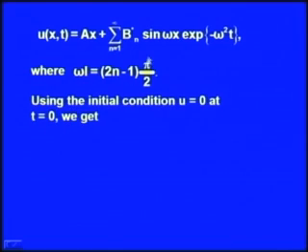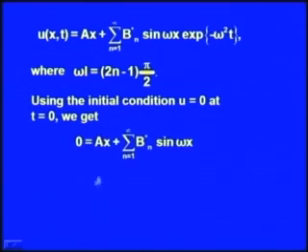Now, let us make use of the initial condition, that is at t equal to 0 the initial temperature distribution in the bar is 0. So, when you make use of that, we will get 0 equal to a x plus sigma n equal to 1 to infinity V_n star sin(ωx), or we can say that sigma n equal to 1 to infinity V_n star sin(ωx) will be equal to minus a x.